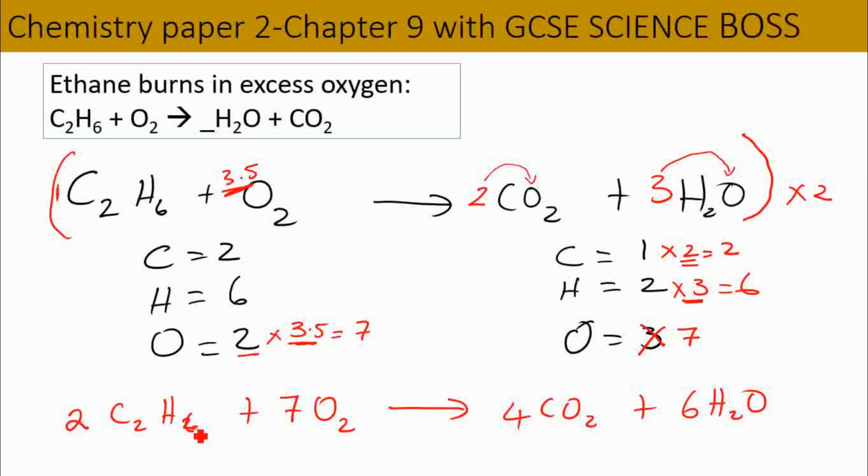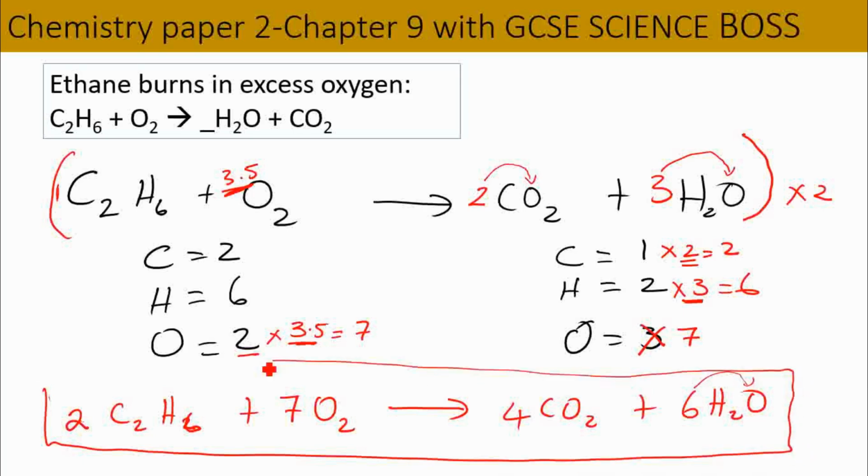C2H6. 2 times 6 is 12. Now I'm going to have 6 times 2 is 12. Okay. 7 times 2 is 14. 4 times 2 is 8. Add 6, which gives you 14. That's the most difficult one that you will get to balance. And they would tell you that it is excess oxygen, which therefore lets you know that is complete combustion.